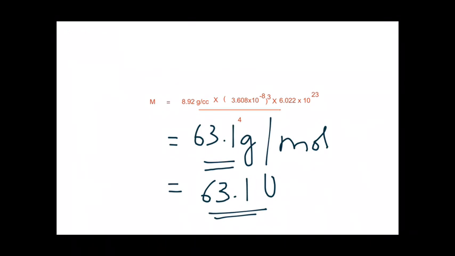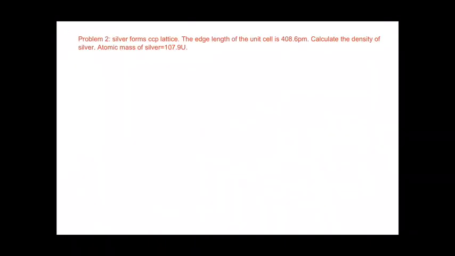We'll do one more problem. So I'm reading the second problem. Silver forms CCP lattice. The edge length of the unit cell is 408.6 picometer. Calculate the density of silver. Atomic mass of silver is given as 107.9 unified mass.